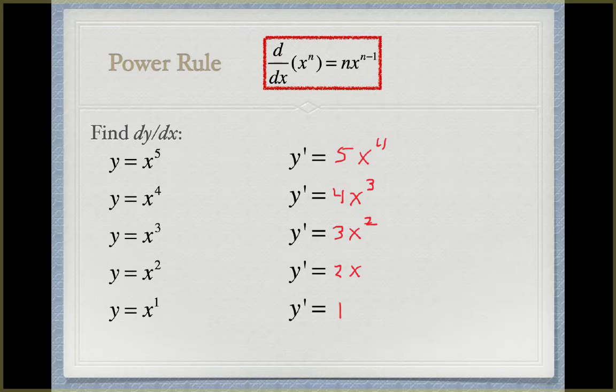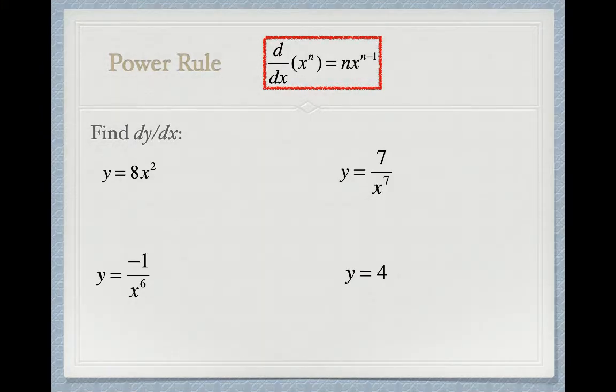This is the power rule. So basically, for the power rule, you take the exponent, bring it out front. If there's a coefficient already there, you multiply them together, and then subtract 1 off the exponent. That is our power rule.